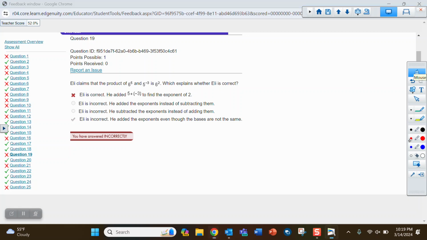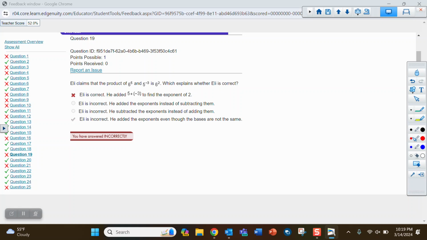Question 19, Eli claims that the product of 6 to the 5th and 5 to the negative third is 6 squared. Explain whether Eli is correct. Well, he's not correct because the bases aren't the same. Oh, yeah, that's what the right choice says.